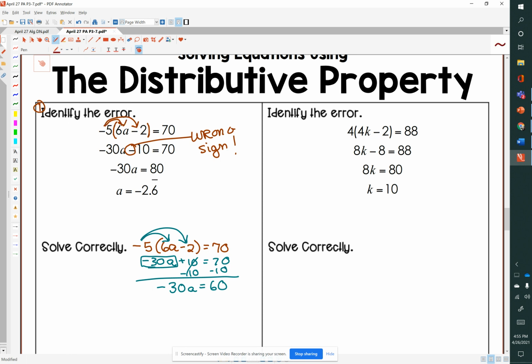Now we ask, what is happening to a? Well, a is being multiplied by negative 30. So we will do the inverse operation, which is to divide by negative 30. And that isolates our a, and a equals negative 2. 60 divided by 30 is 2, and a positive divided by a negative is a negative.